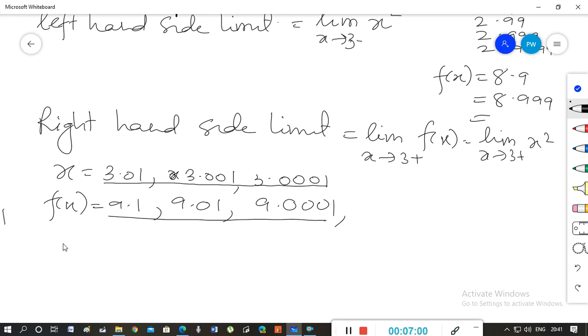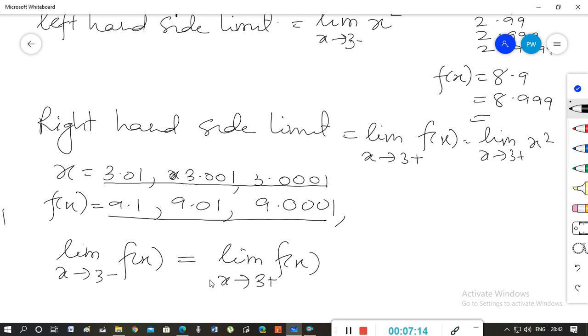But again what you realize, limit of x tends to 3 minus f of x is equal to limit of x tends to 3 plus f of x. What this means is both the one-sided limits are equal, when x approaches 3 from the left hand side and when x approaches 3 from the right hand side, the function approaches a single particular value, which is 9. So since both the one-sided limits have a single particular value, which is 9, I should say the limit of a particular function exists.